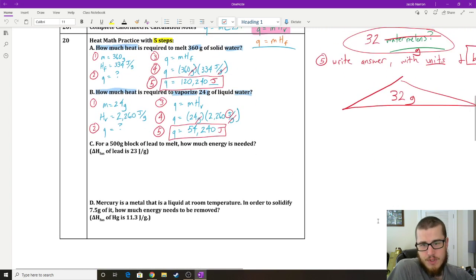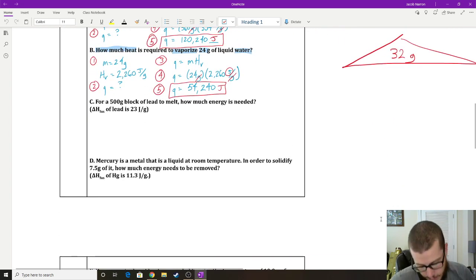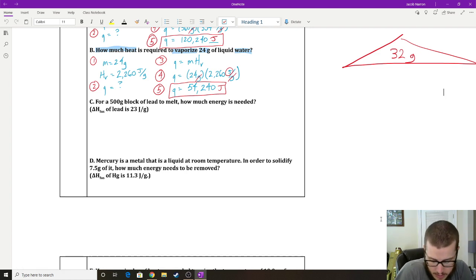So let's look at part number C. For a 500-gram block of lead to melt, how much energy is needed? Okay, and they're giving me the heat of fusion of lead, and I'm not sure why I wrote a delta there. It's kind of weird, but whatever. In fact, I'm going to just make that disappear. I have that power. There we go. Do the next problem too, because I don't need it there yet. All right, so anyway, heat of fusion of lead is 23 joules per gram.